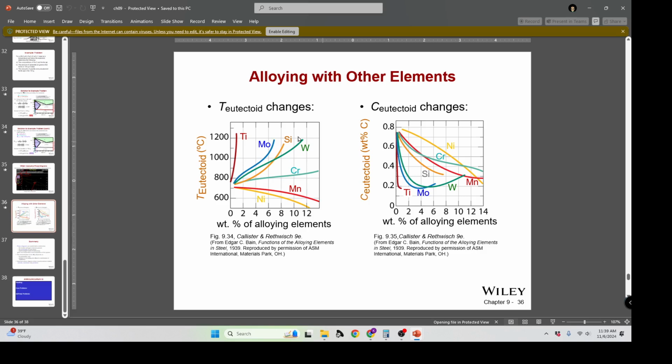And other alloying elements, we talked quite a bit about this. The eutectoid temperature increases significantly with some additives and decreases with other additives for the alloys, and then the eutectoid concentration shifts also based on these additives with the weight percent. So significant change in percentage with titanium, a lot less so with nickel. Nickel's a lot more gradual. So the other stuff is kind of in between.